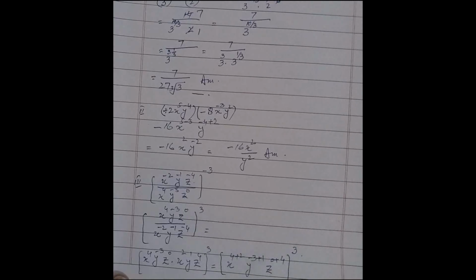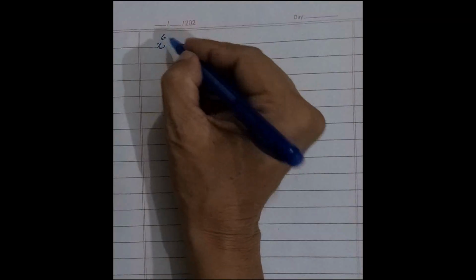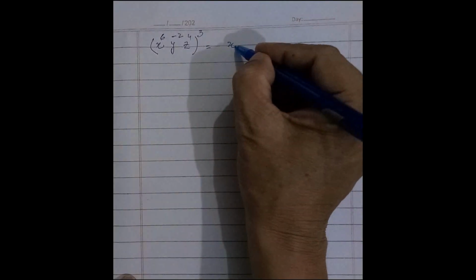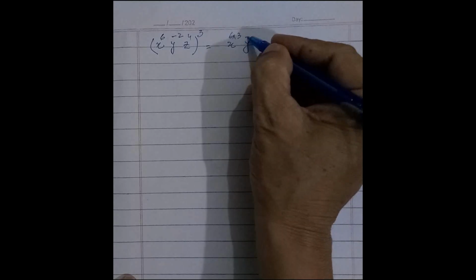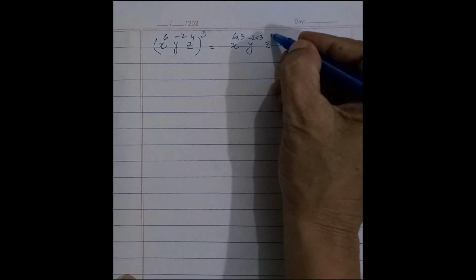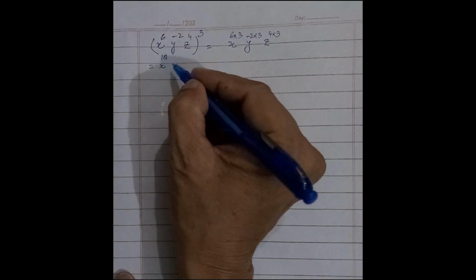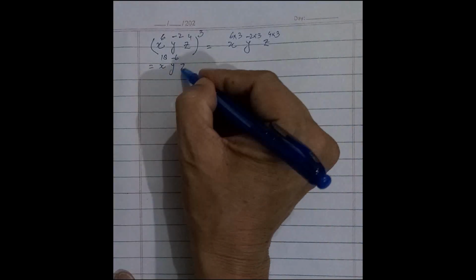Whole power 3. Here x power 4 plus 2 is 6. y's power minus 3 plus 1, we get minus 2. And z's power 0 plus 4 is 4, whole power 3. And next we also know that powers of powers multiply each other, in which x power 6 multiplied by 3, y's power minus 2 multiplied by 3, and z power 4 multiplied by 3. Now we simplify it: x power 18, y's power minus 6, and z power 12.